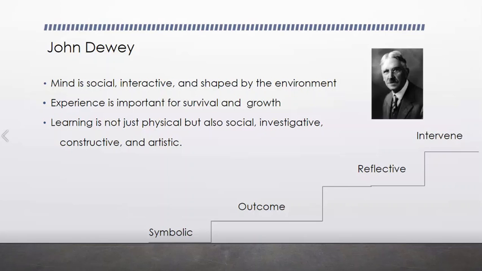The four stages of Dewey's model are symbolic, outcome, reflective, and intervene. And remember, one must take place before the next. Commonly in infancy, the first stage of learning is symbolic. Through social games, imagination, and environmental access, interest and impression develop for the individual.